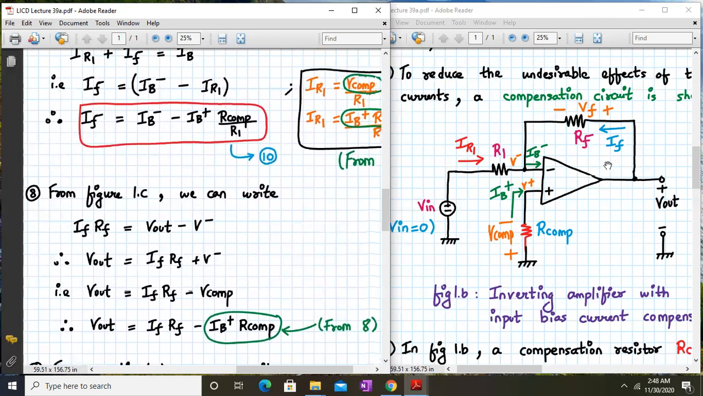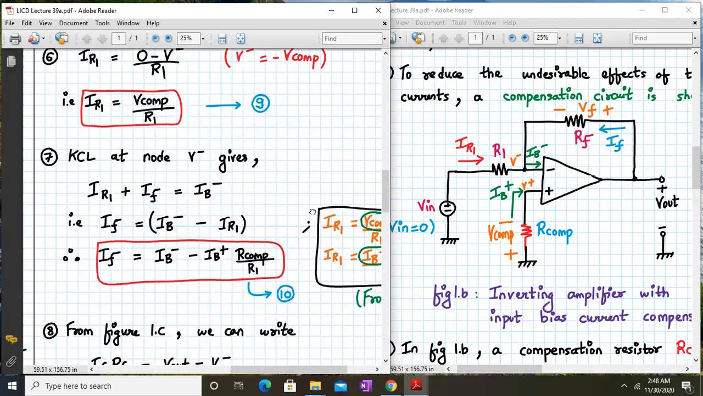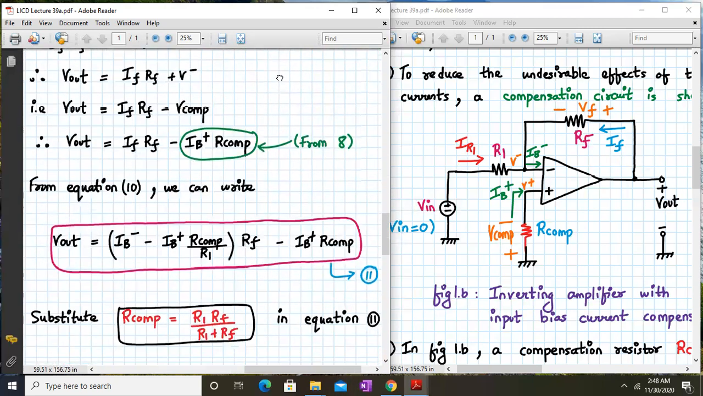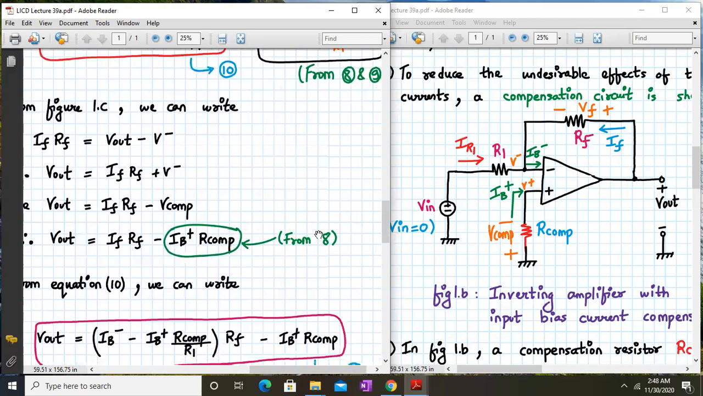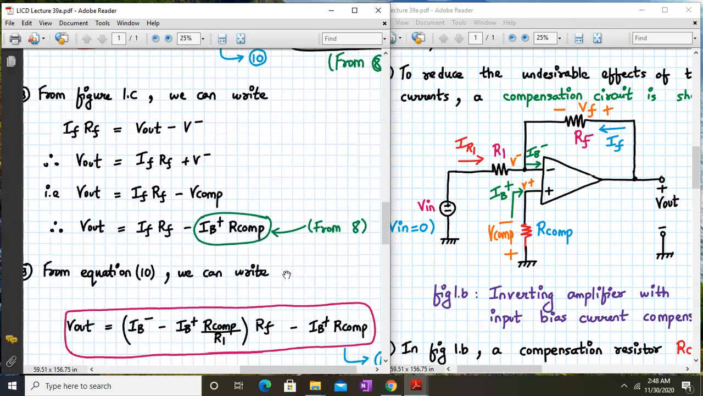And from this diagram, we can write VF is equal to V out minus V minus. And what is VF? IF into RF. So IF into RF will be equal to V out minus V minus. So V out will be equal to IF RF plus V minus. We know V minus is minus VCOM, so we substitute it here. And what is the value of VCOM? IR1 into R1. So V out is given by IF RF minus IB plus into RCOM.